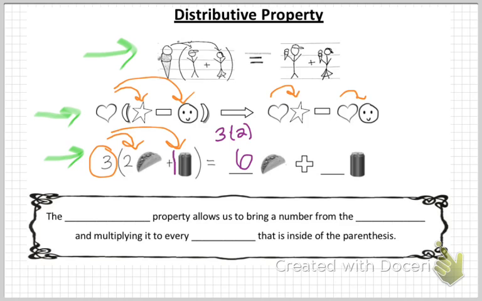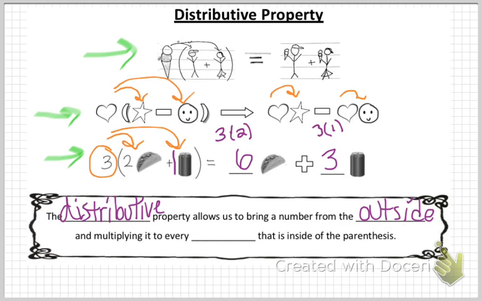Here we only have 1 drink, so I'm going to put a 1 there. If we triple this order, that means we're going to have 3 times 1, or in other words, 3 drinks. So the distributive property allows us to bring a number from the outside of the parentheses and multiply it to every term that is inside of the parentheses, which is what happened with the scenario of the tacos and the soda. We're bringing in a number from the outside of the parentheses, and you're going to multiply it to the terms that are inside.